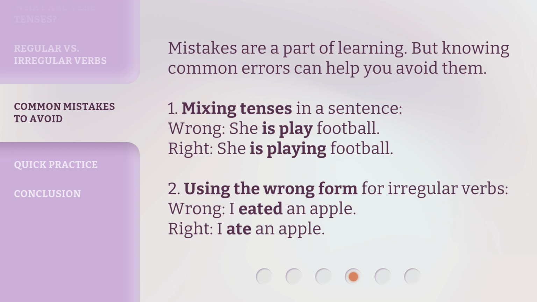2. Using the wrong form for irregular verbs. Wrong: I eat an apple. Right: I ate an apple.